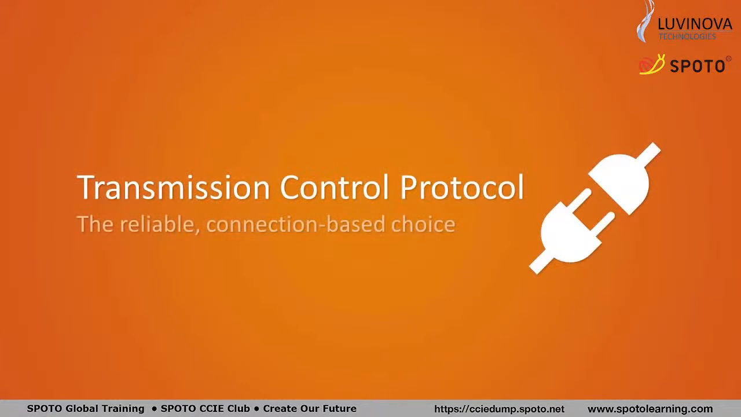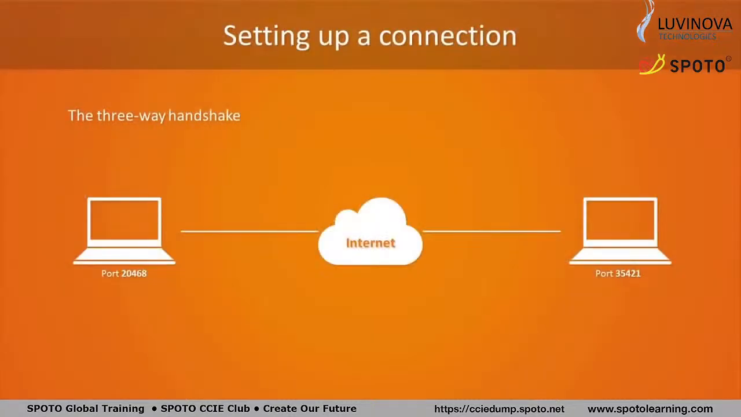The transmission control protocol has certain features that make it more reliable than UDP. However, it also has a bigger communication overhead than UDP. Since TCP is connection-based, we have to negotiate a connection first before we can do anything. This procedure is known as a three-way handshake.